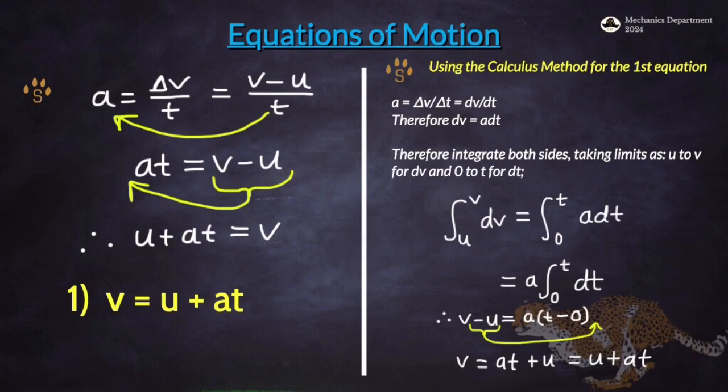As you can see, for the dv we have our limits, which are the initial speed and the final speed, u and v. And for the dt, our time, we have time equal to 0 and time equal to t. So that's our limits, 0 and t. And as you can see, on the integral sign, the first or lowest limit, the lower bound, has to be at the bottom, and the highest limit, the upper bound, has to be at the top.